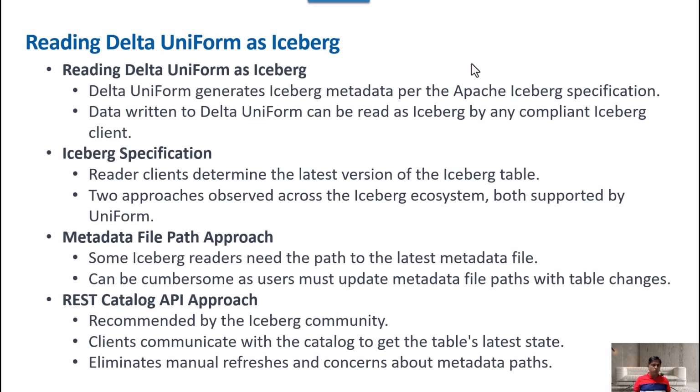Now another approach is the REST catalog API approach. In this approach there is an API exposed, and this is the approach most recommended by the Iceberg community. Here the client communicates with the catalog with a REST API call and gets the latest state of the table. It eliminates the manual refresh needs because you don't have to intervene and you don't have to worry about the path of the metadata.